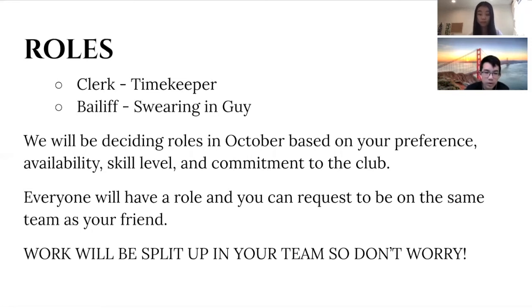Now the bailiff swears all the witnesses in. So whenever a witness is up for direct examination, the bailiff will call them up to the stand, and then they'll be sworn in.